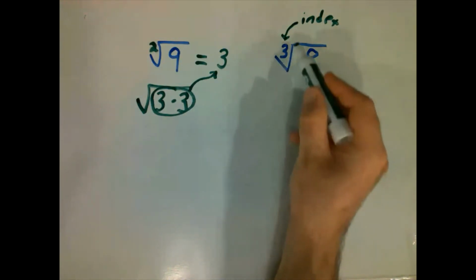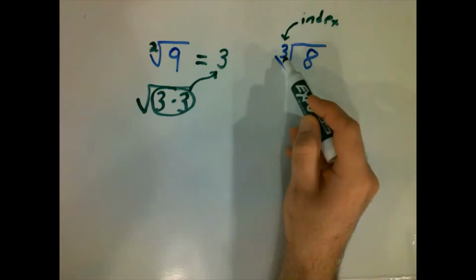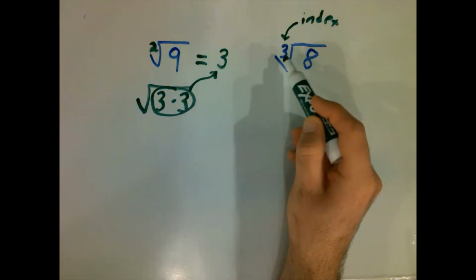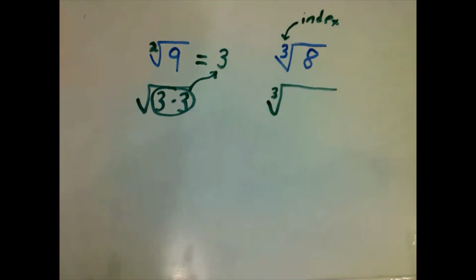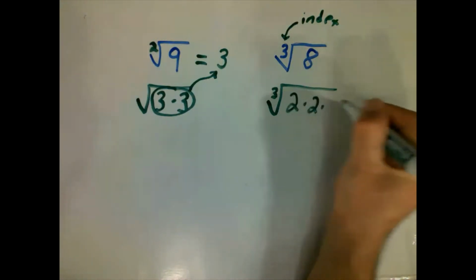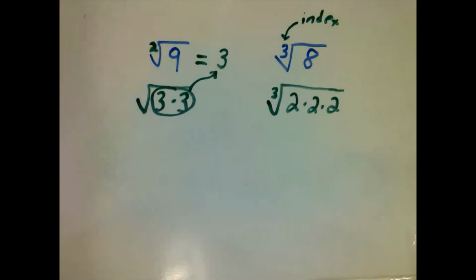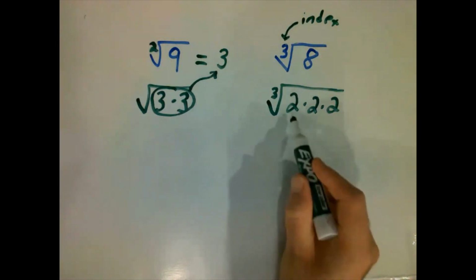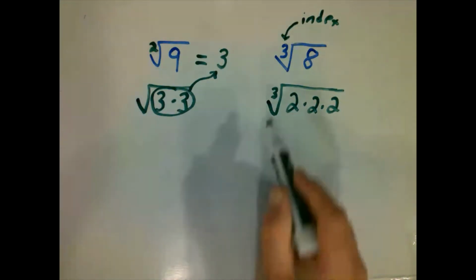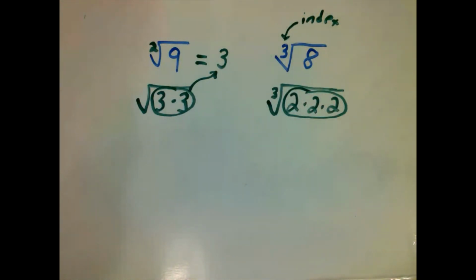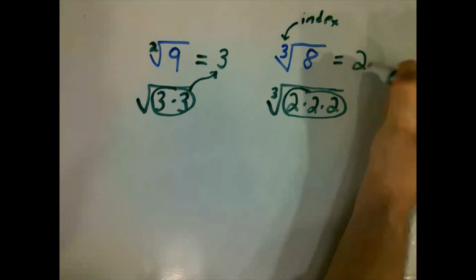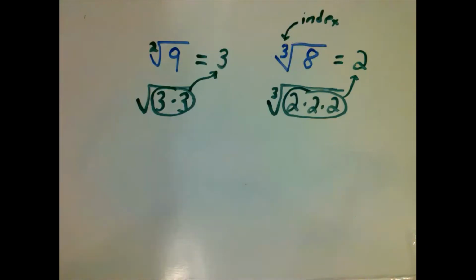Similar thing for this cube root of 8. This index tells me how many of the same factor I'm looking for. I could rewrite the 8. Well, 8 is the same as 2 times 2 times 2. 2 times 2 is 4, times another 2 is 8. So 8 can be rewritten as 2 times 2 times 2. Since we have a cube root this time, we have 3 of the same factor, which means the cube root of 8 gives me a 2. Three factors of 2 inside the cube root becomes a single 2 outside the cube root sign.